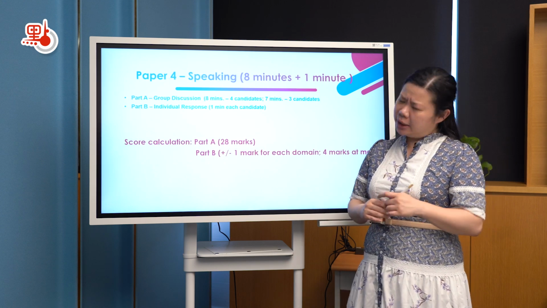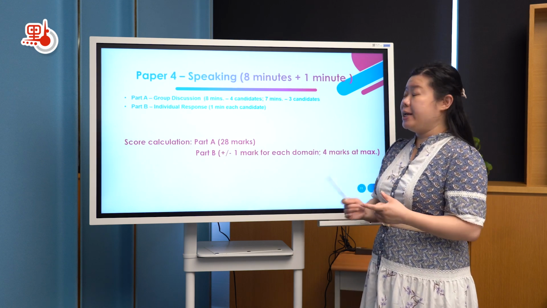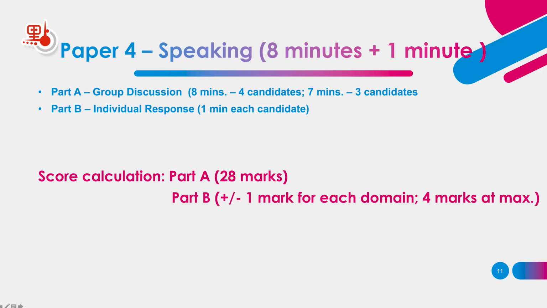And now we come to the last paper, paper 4, speaking. It's an 8-minute discussion and a 1-minute individual response. Again, this is different from paper 1 and paper 3. It's not part A plus part B. It's part A, 28 marks. There are 4 domains. The maximum mark for each domain is 7 marks.